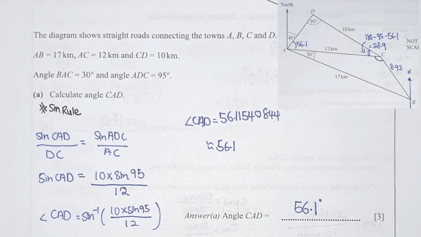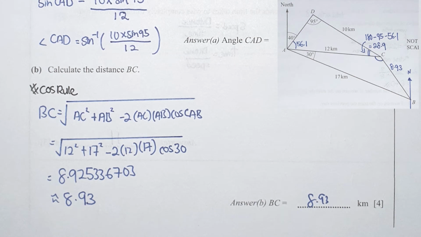The next question here, to identify angle CAD. The first thing that I did was to use the sine rule. So I took sine CAD over DC equals sine ADC over AC. After the conversion and calculation, I got my angle CAD as 56.1. With that being said, I now identified that my angle DCA is actually 28.9 by taking 180 minus 95 minus 56.1.